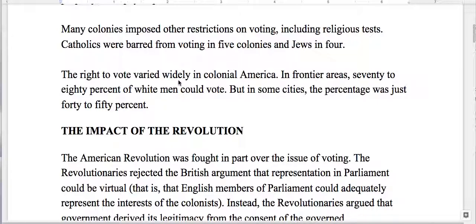The right to vote varied widely in colonial America. In frontier areas, 70 to 80% of white men could vote, but in some cities the percentage was just 40 to 50%. So this tells us that out on the frontier areas, or the areas where fewer people lived, out in the wilderness or on farms, you had more white males able to vote, whereas in cities a far lower percentage of people were able to vote, probably because you had a lot more immigrants and people that didn't fit those requirements living in cities.